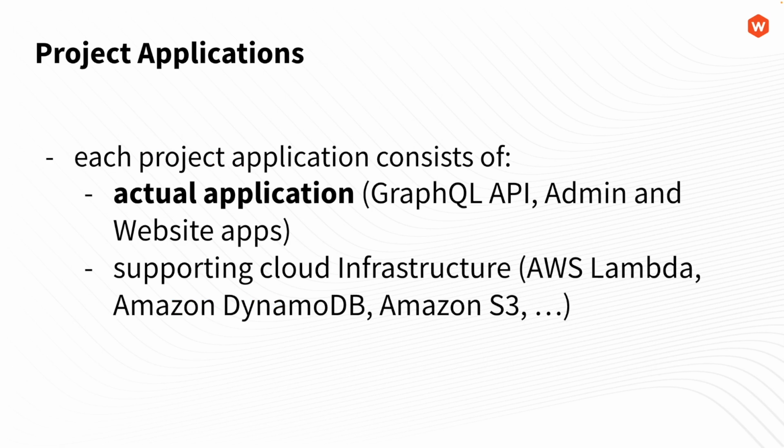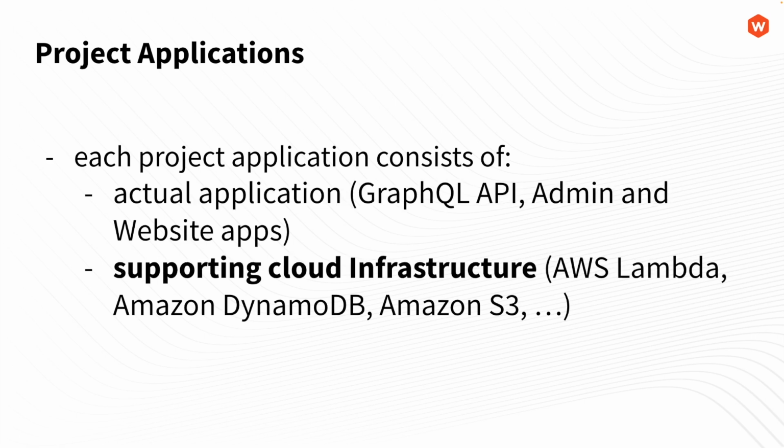First, we have the actual application. So for example, here we are talking about Webiny's backend GraphQL API, and another example are front-end React applications like the admin or website app. The second part is the supporting cloud infrastructure on which the application actually runs or is served from. Again, for example, Webiny's GraphQL API runs on AWS Lambda, and it's also utilizing Amazon DynamoDB for storing data. On the other hand, admin and website applications require an S3 bucket to be deployed, so that they can be served off them to actual users.